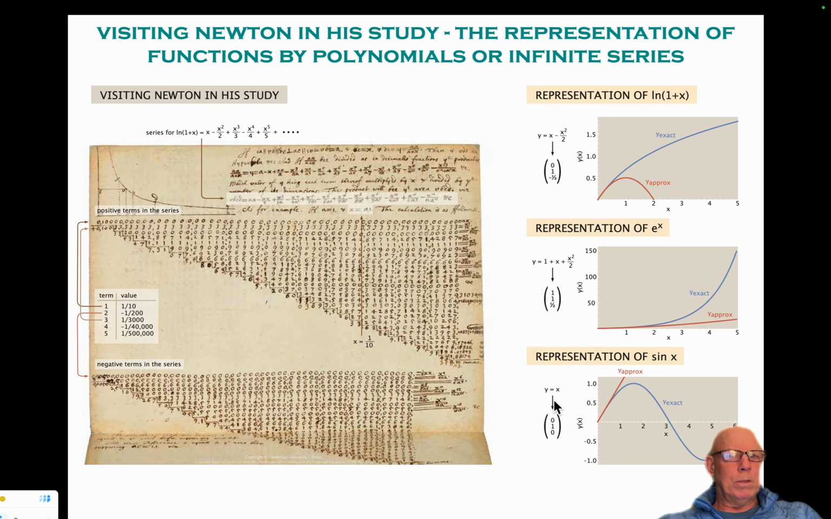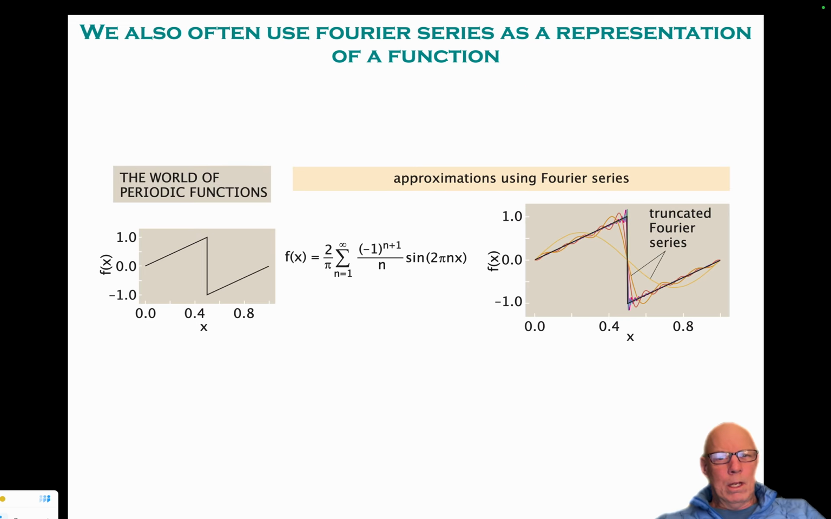So what was my point? My point was that mathematically, it's very convenient for us often to represent a function, some messy function, by some low-order polynomial. Another example of this is Fourier series.